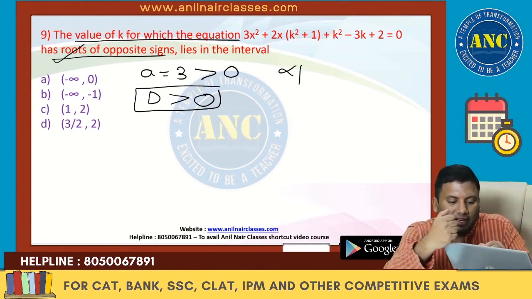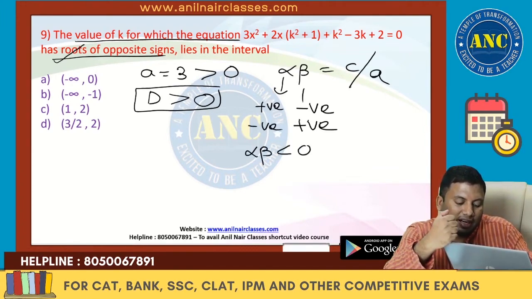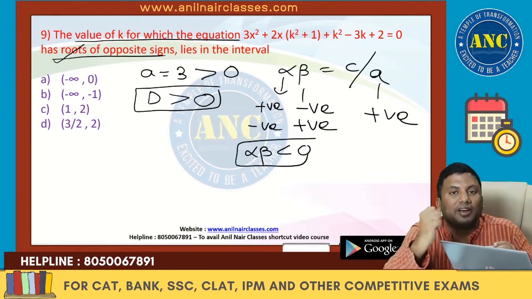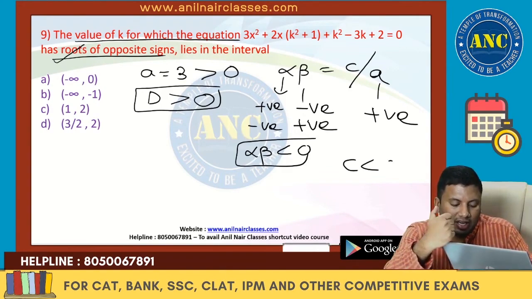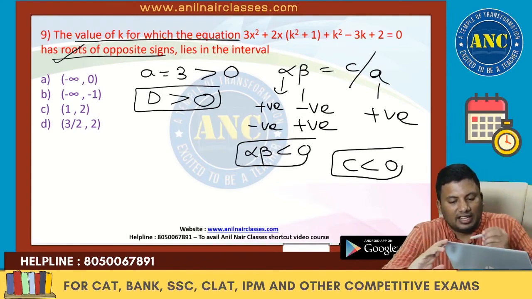Now alpha beta is nothing but C by A. Roots are of opposite sign. If one is positive, the other will be negative. If this is negative, this will be positive. Alpha beta will be less than 0. A is positive. That is exactly why I specified the key point. C will be less than 0.